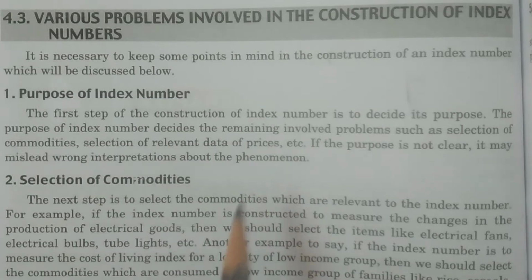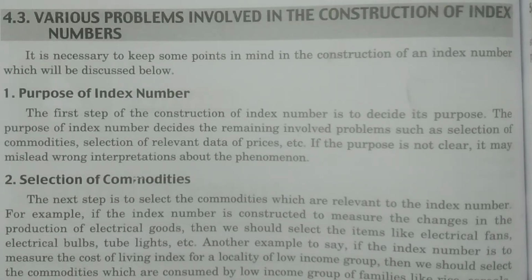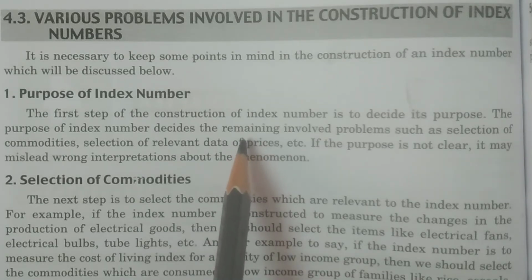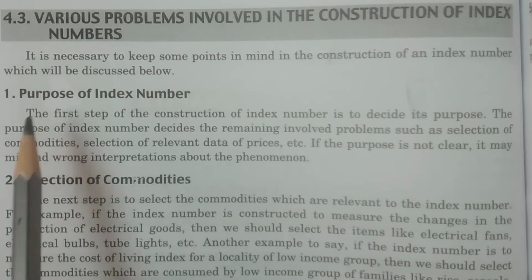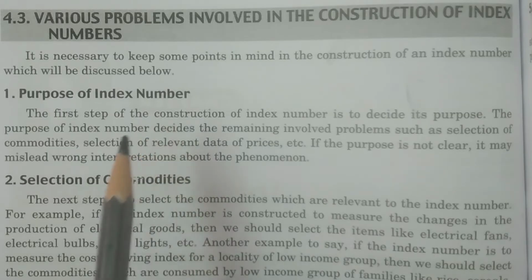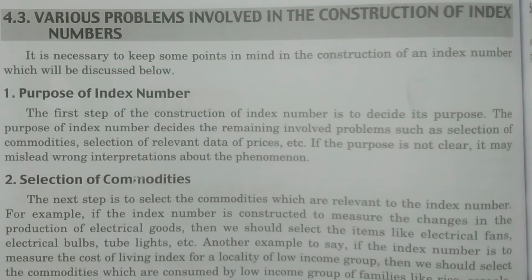Selection of relevant data, what are the prices of those commodities, etc., all the remaining latter problems are going to be easily resolved or automatically settled. So first of all, our objective, the first step, is nothing but what are the purposes and what is the main purpose of constructing the index number. We have to first of all decide this, and it settles many problems.